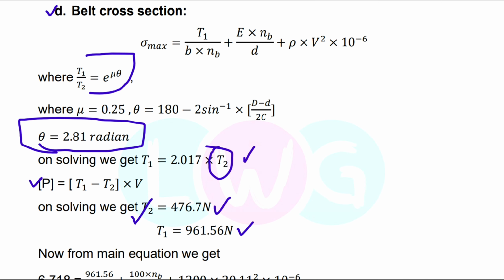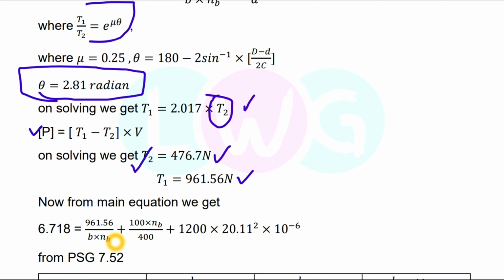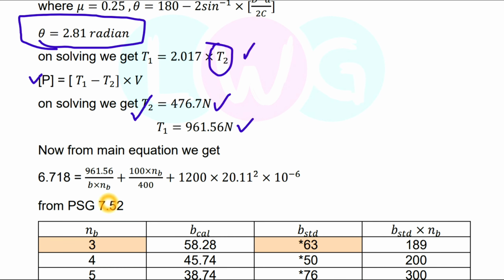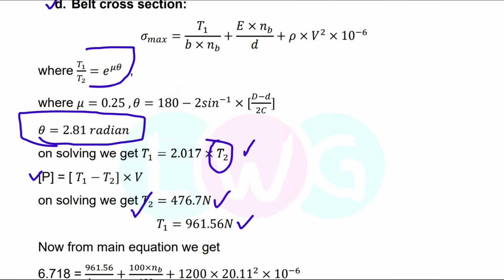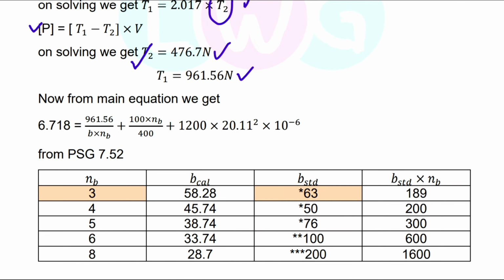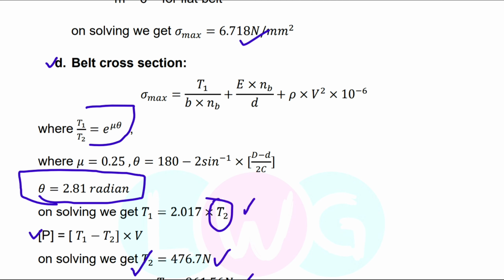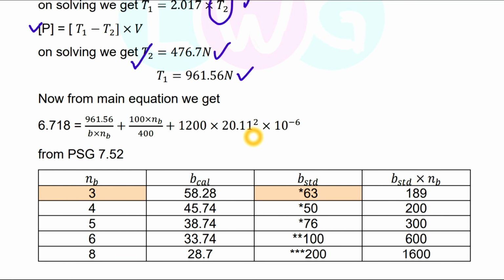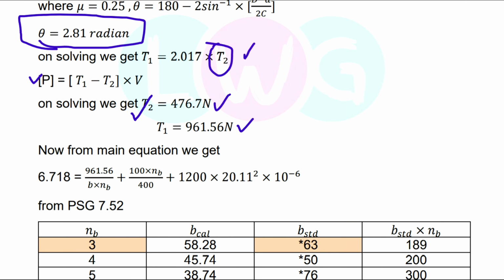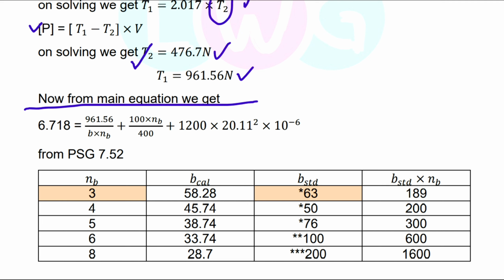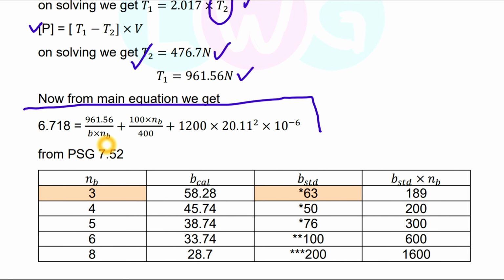6.718 is equal to T1 we got here, putting T1, B into NB, put as it is B into NB. Then E value is 100, number of belt we don't know, put as it is, upon small d will be 400, plus rho this is the density which we assume 1200. Velocity we know, 20.11, as we found before, into 10 raised to minus 6. As we put all the values here, the unknown is number of belt and B.